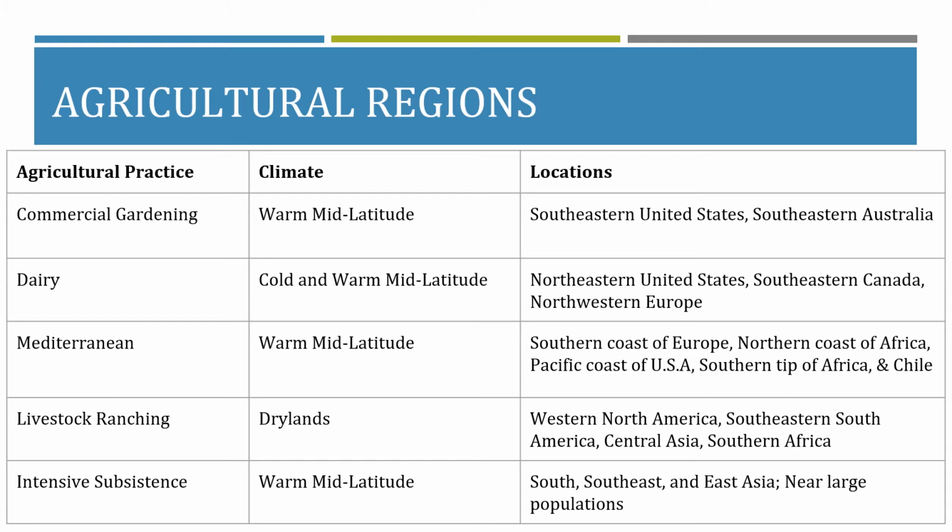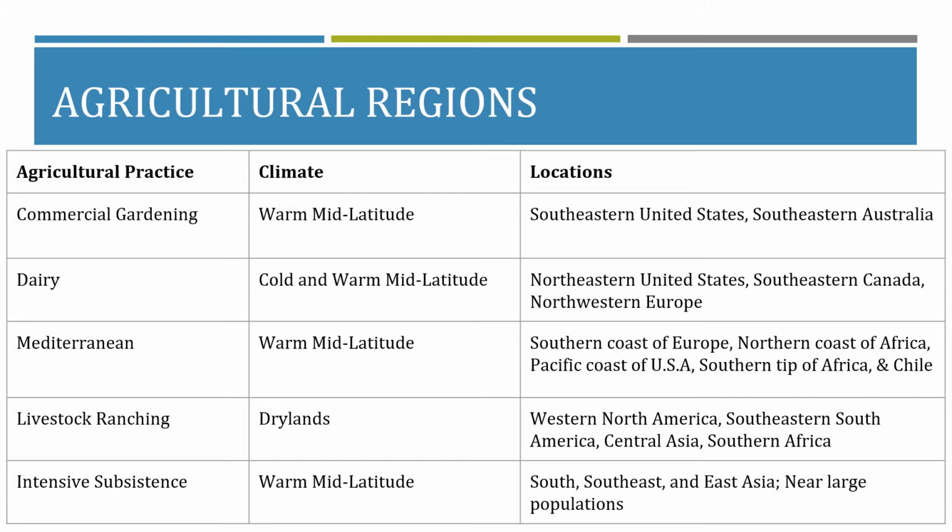All right, next type of agriculture you need to know is known as dairying. Dairying is exactly what it sounds like. It is growing animals for their dairy products. This is typically found in cold and warm mid-latitudes. Here in the US, that's mainly in the Northeast, also in southeastern Canada and northwestern Europe.